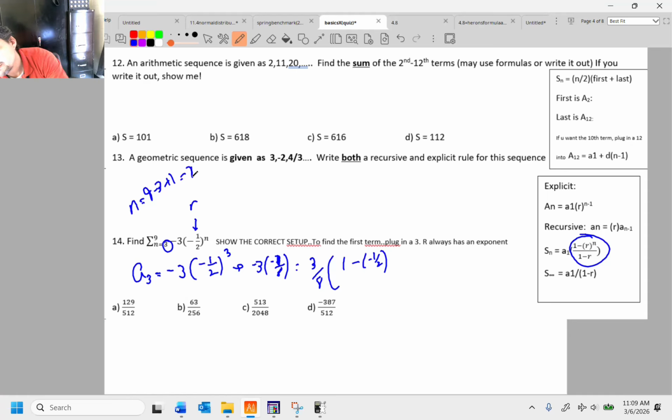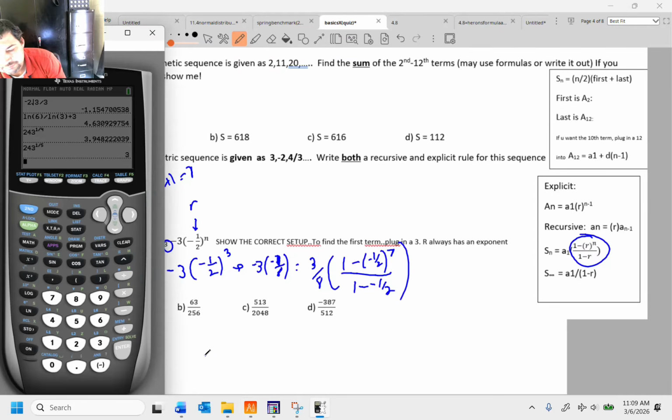9 minus 3 is 6. Add 1 back. You get 7. So that guy is to the 7th power, and it's sitting pretty over 1 minus a negative 1/2. And then you go push the buttons in a calculator. What do we have here? We have a 3/8. That's the first term we care about.